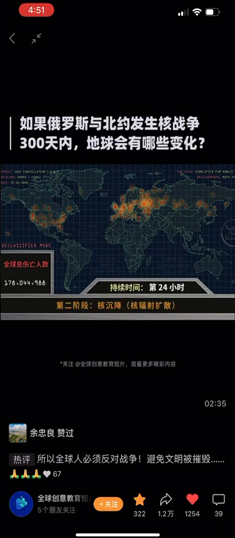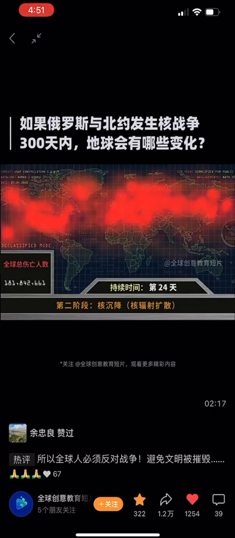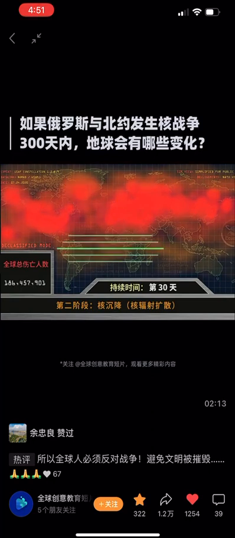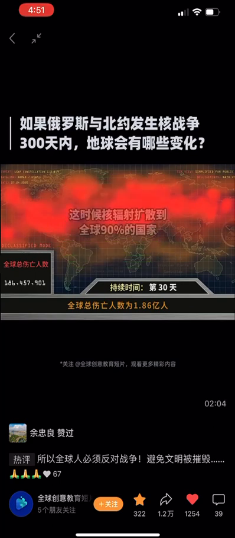Stage 2. Nuclear fallout. Elapsed time: 3 days, 6 days, 9 days, up to 30 days. Maximum radiation levels recorded, shown by degrees of latitude, in rem units. Total global casualties at 186 million people.